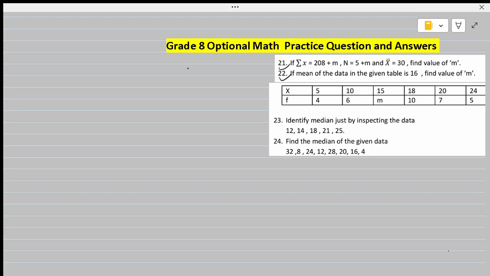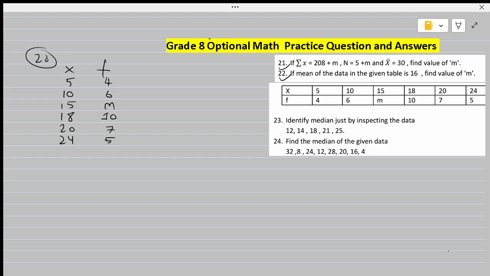Okay, so what's here in number 22? Let's see. You are given the value of mean, 16, and through that you have to find the value of m, is it? So let's make the table x and f. The values of x we are given here are 5, 10, 15, 18, 20 and 24, and their frequencies respectively are 4, 6, m, 10, 7 and 5.